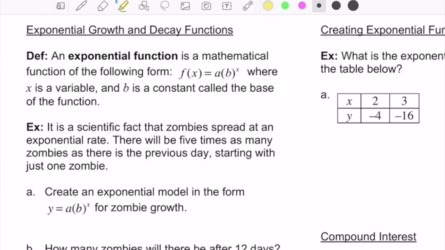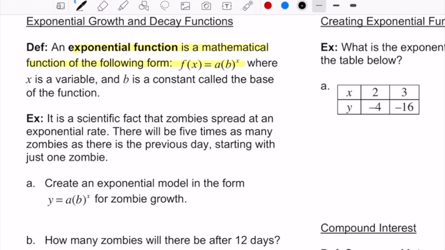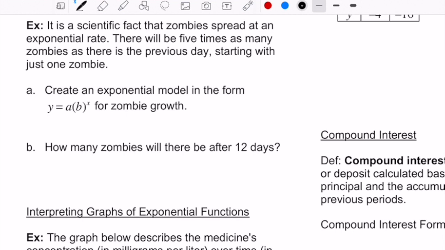All right, an exponential function is a mathematical function of the following form. Exponential functions represent situations where numbers are increasing by a factor. In this first example, it says that zombies spread at an exponential rate. It says there will be 5 times as many zombies as there are in the previous day, starting with just one zombie. So the first thing we're asked to do is create an exponential model.